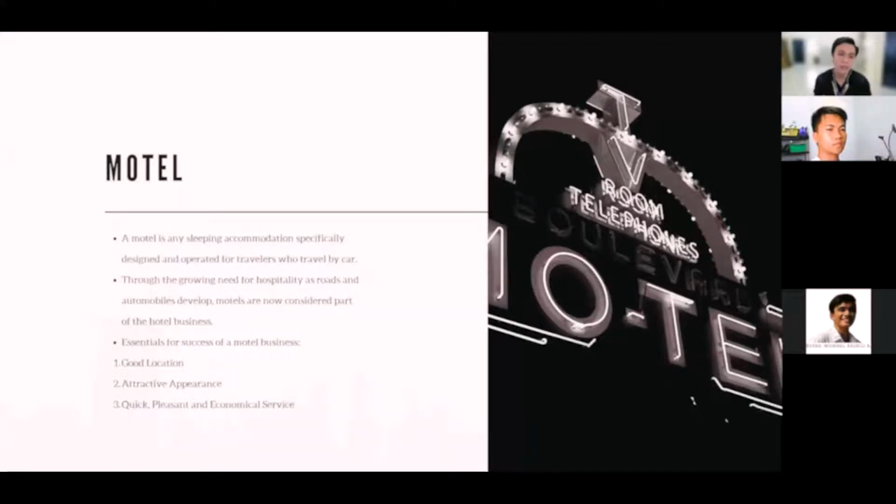So, essentials for the success of a motel business. One, good location. Two, attractive appearance. That's why they hire architects for this. And three, quick, pleasant, and economical service, which is the thing that they cannot get when staying at a hotel. So dito mas madali. You just park your car, you just pay for the night, then lodge in your room. So that's really fast then.